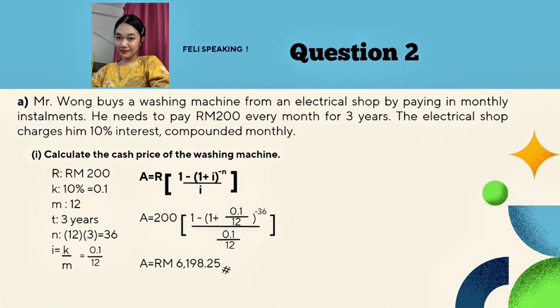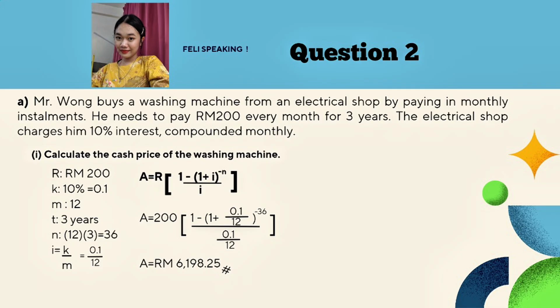Mr. Wong needs to pay 200 every month, so R is 200. The K is interest. The electrical shop charged him 10% interest, so the interest is 10% or 0.1. M is 12 because it is compounded monthly. T is 3 years. He needs to pay for 3 years. And N is 12 times 3 equals to 36.